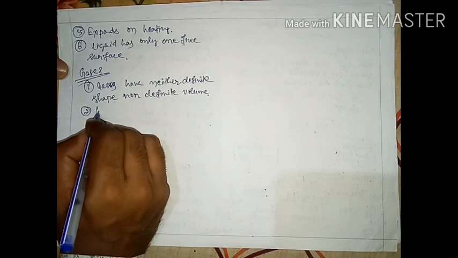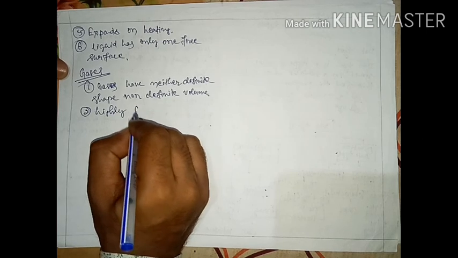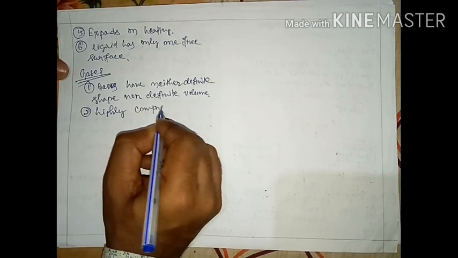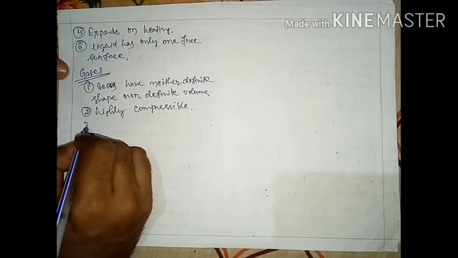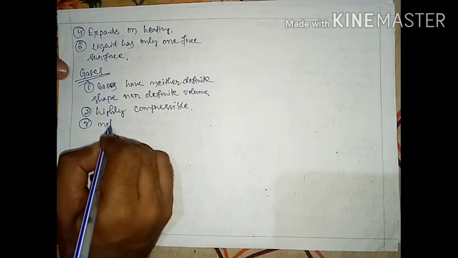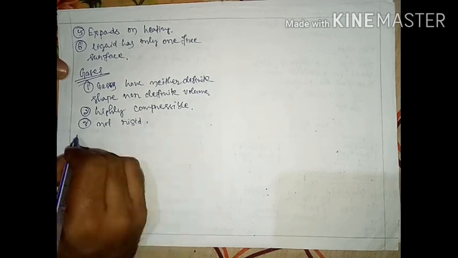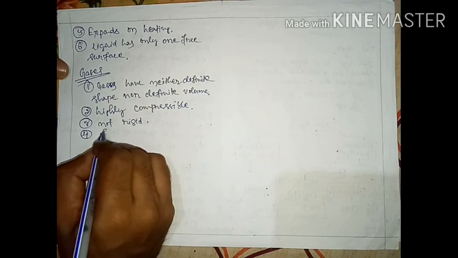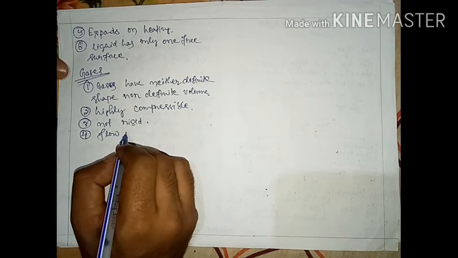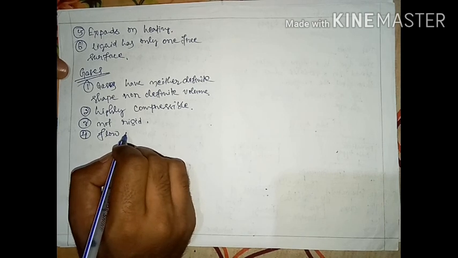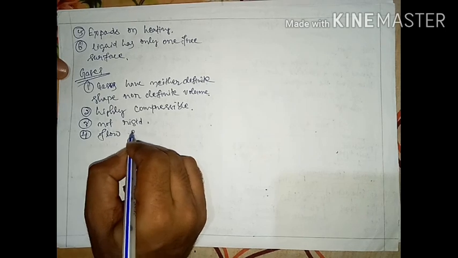The second one is highly compressible. You can easily compress them. Then, students, the third one is not rigid. Then the fourth point, I'm writing, flow easily. It can flow. You have seen the smoke from a matchstick, that smoke can flow easily.